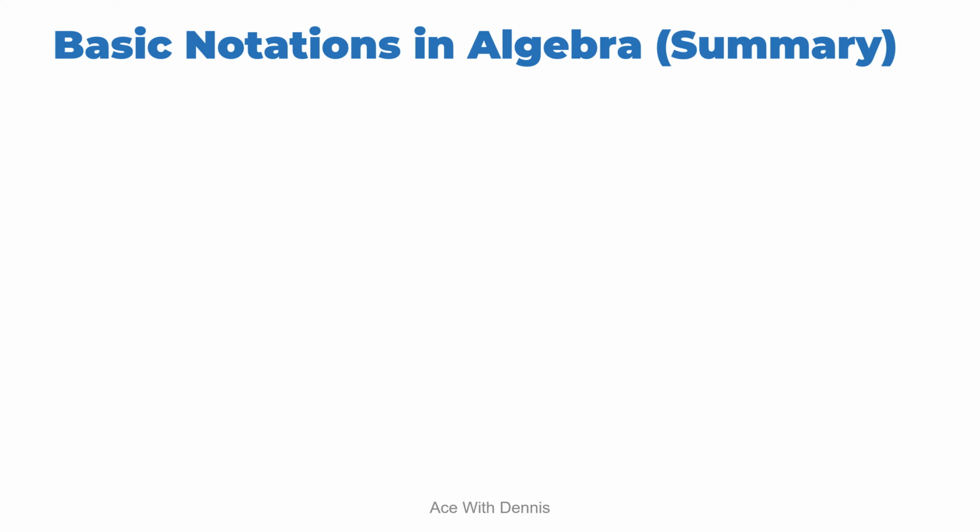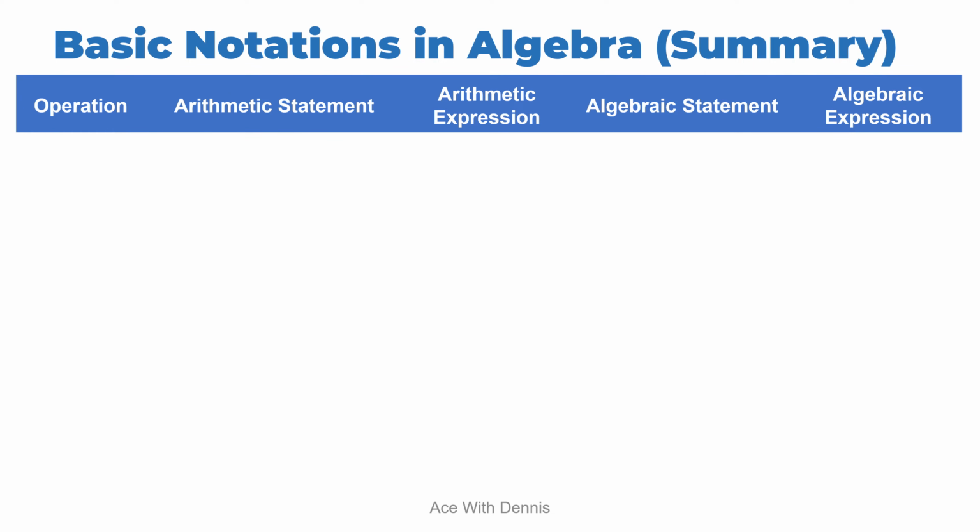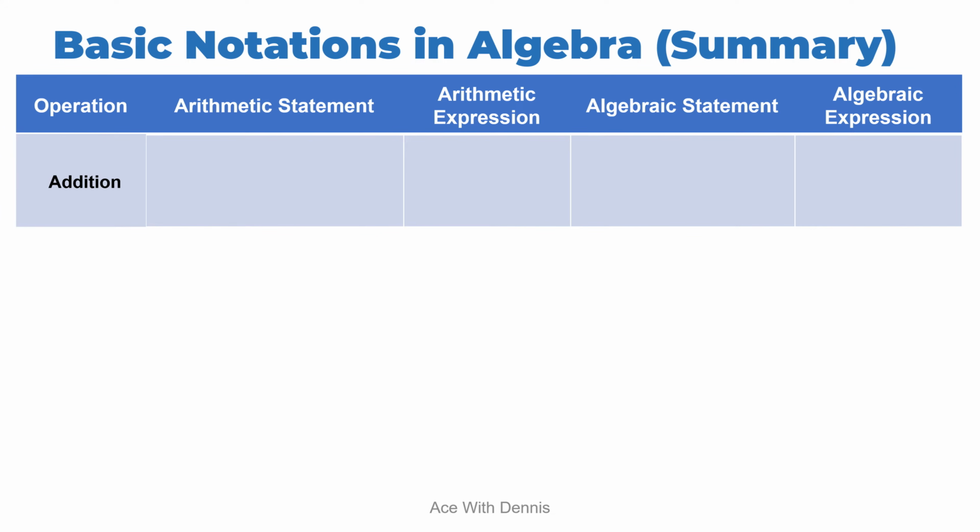Here is the summary of basic notations in algebra. In the operation of addition, the arithmetic statement can be add 3 to 4, or 3 plus 4, or the sum of 3 and 4.